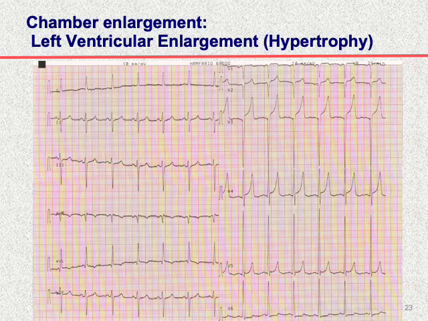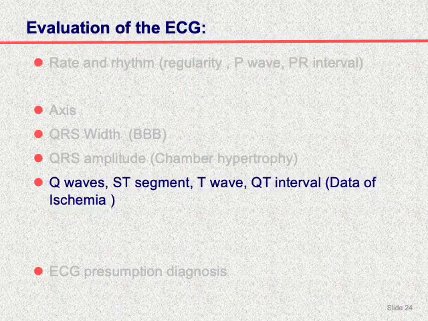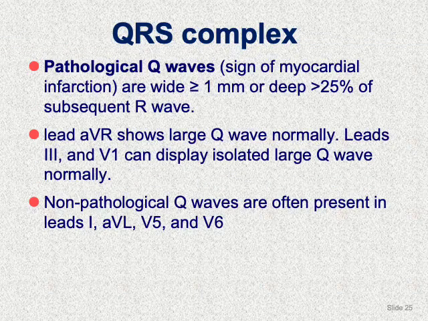So this is the C, which is chamber enlargement or QRS amplitude. The last item in my scheme is Q wave, ST segment, T wave, and QT interval. As you see here, the pathological Q wave. We discussed the R wave in chamber enlargement, the QRS amplitude, the width, and here we'll define each wave.